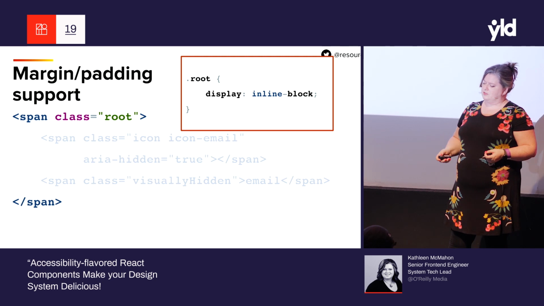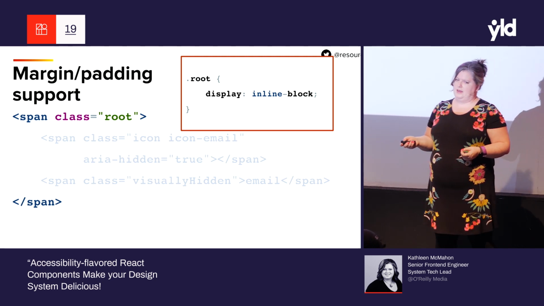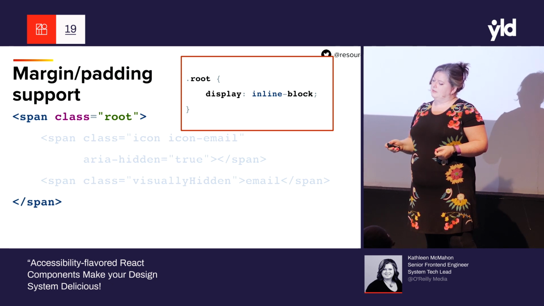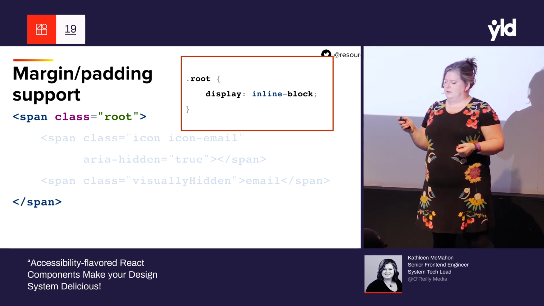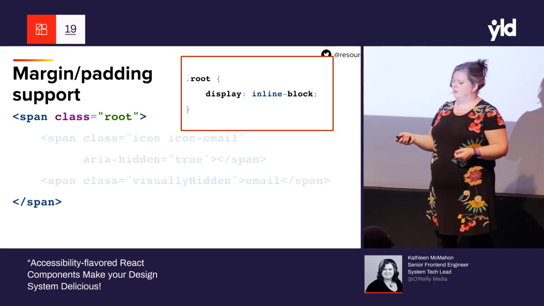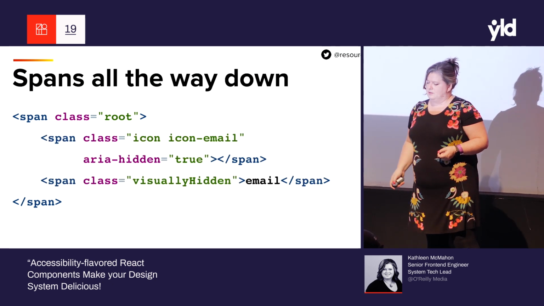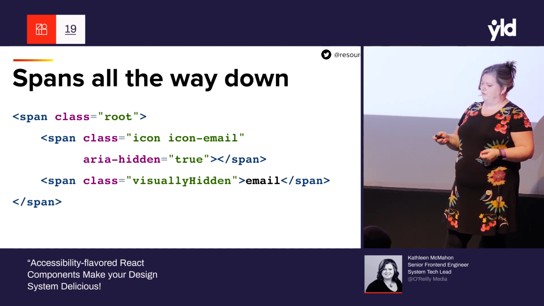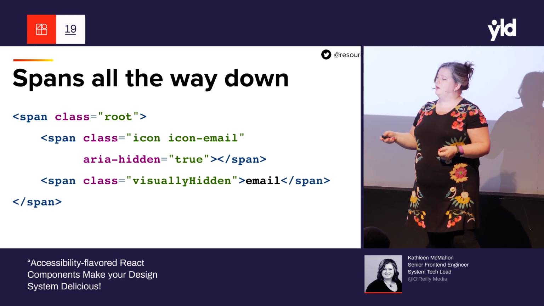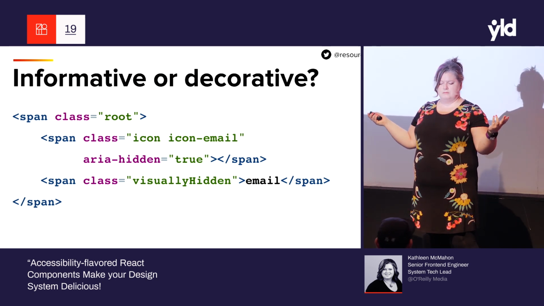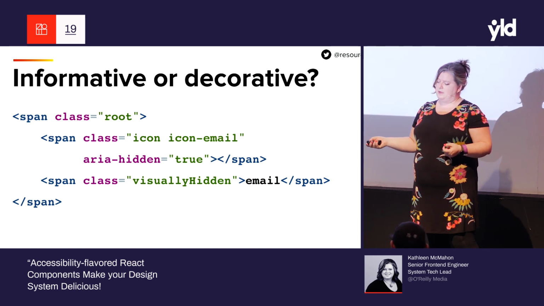We wrap both those spans with a containing span and add another class there to convert the span's native display of inline to inline block. This is important so we can customize the margin and padding on all 4 sides of the component. So notice we're using spans all the way down. This is very important for when we compose this component into other components later on. So this is an accessible icon pattern in HTML.